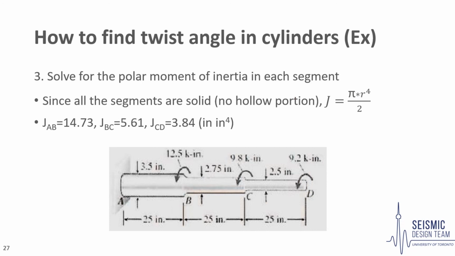Now we must solve for the polar moment of inertia in each segment. As all segments are solid, this is given simply that the polar moment of inertia J is equal to pi multiplied by the radius to the power of 4 divided by 2. The numbers for each segment are on the slide. Note J increases if the segment has a greater radius.